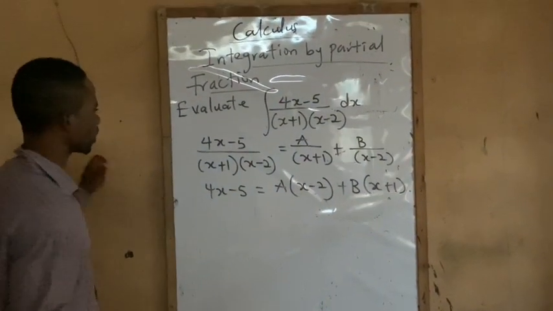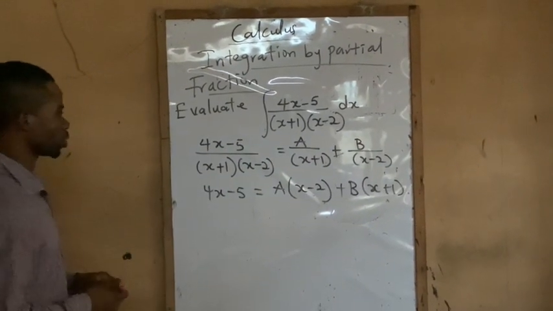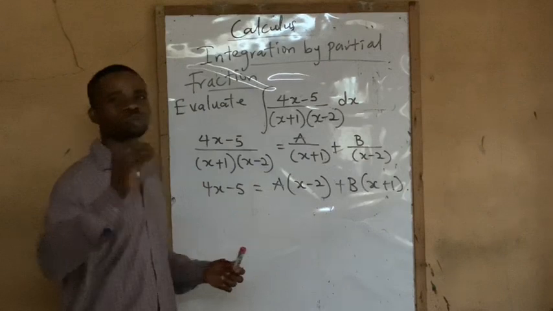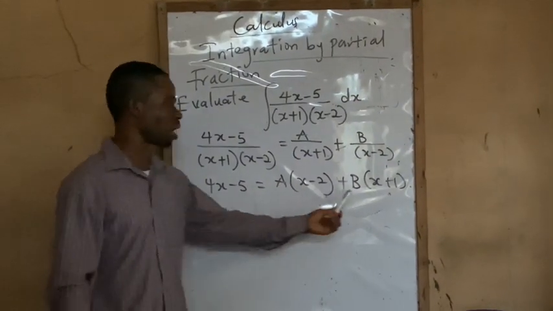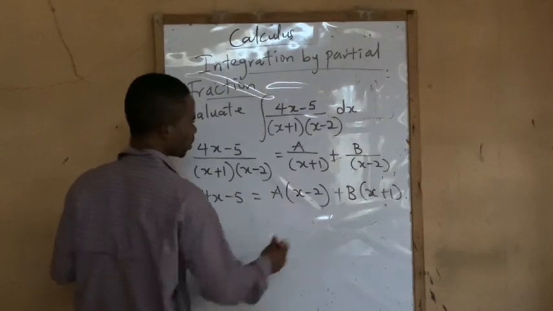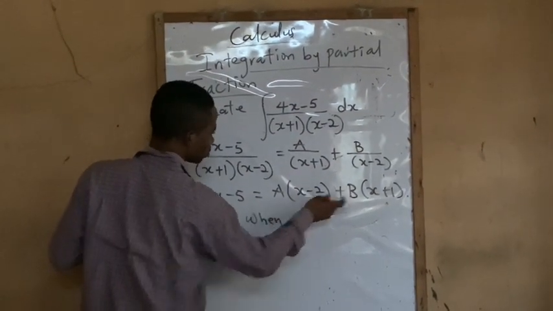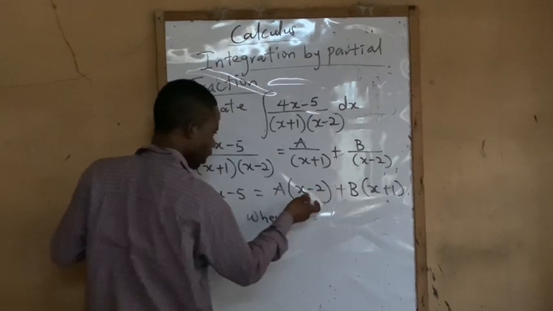So what is the next thing we do? We are going to equate it with 4x minus 5. What do we want to get? We want to get this A and B. Now, if I want to get A, you can start from either of the two brackets. Okay, let me start from here.